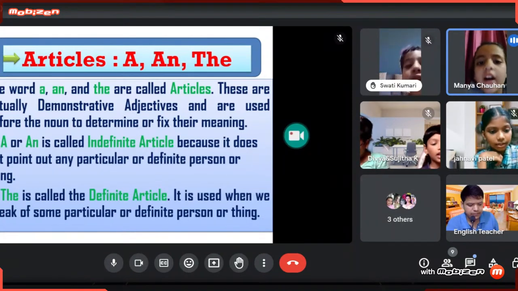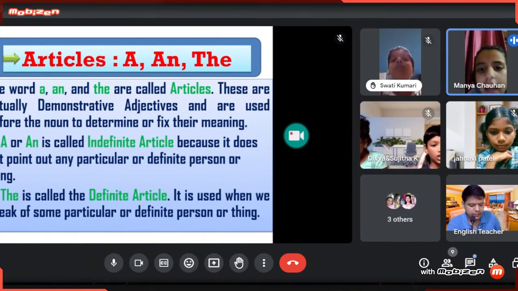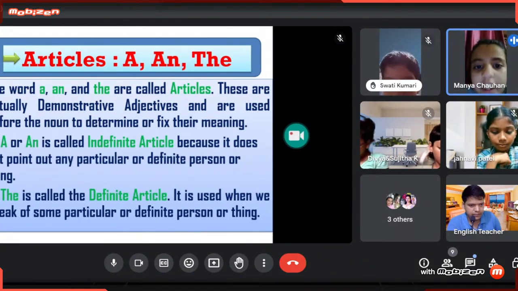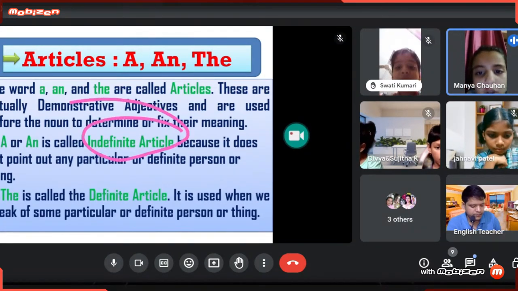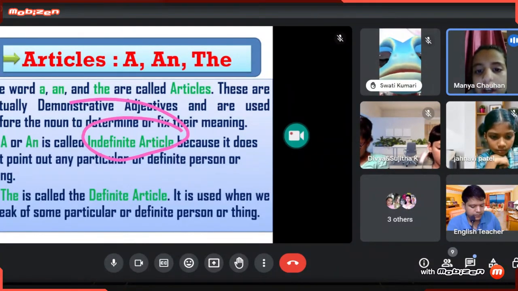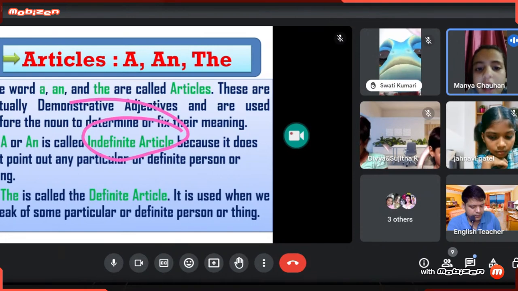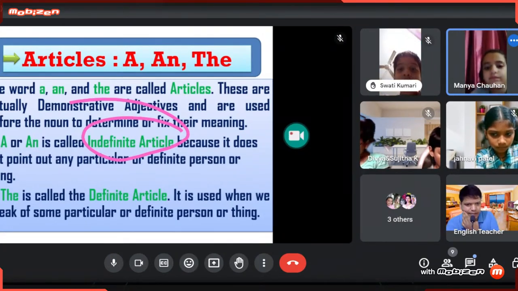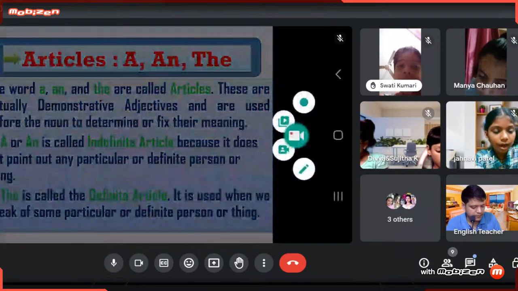The word a, an and the are called articles. These are actually demonstrative adjectives and are used before the noun to determine or fix their meaning. A or an is called indefinite articles because it does not point out the particular or definite person or thing. The is called definite article. It is used when they speak of some particular or definite person or thing. Yes, sir.